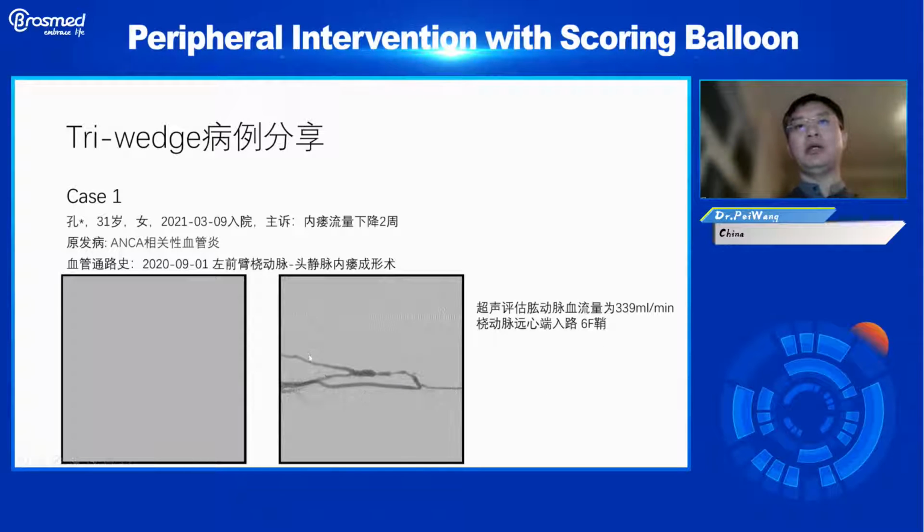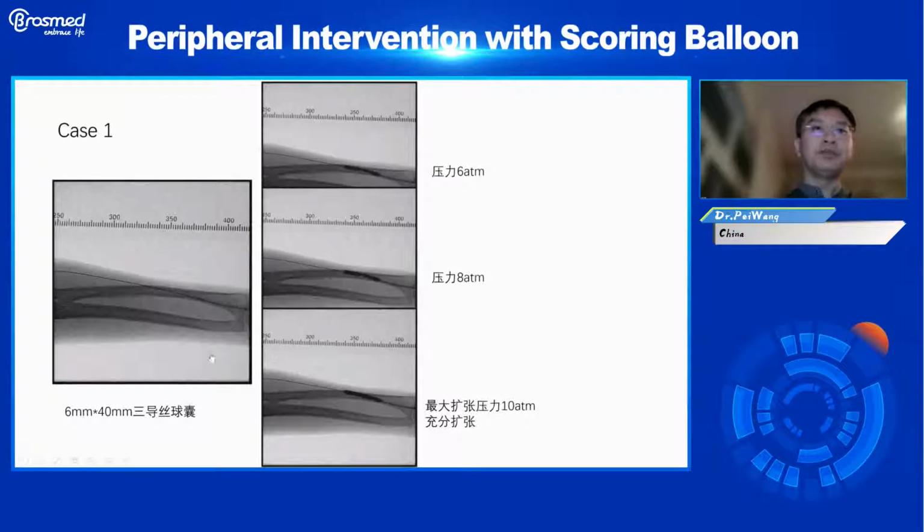The volume is 339 milliliters per minute in the humeral artery. So the treatment would be: we use a 6 millimeter sheath, and we choose a 6 millimeter by 40 millimeter tri-wedge balloon from the distal end of the radial artery. We could see it. So we use 6 ATM.